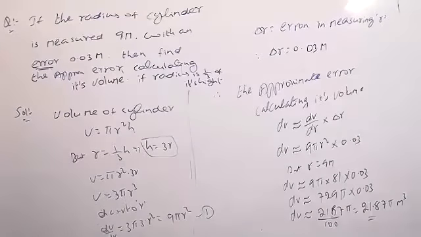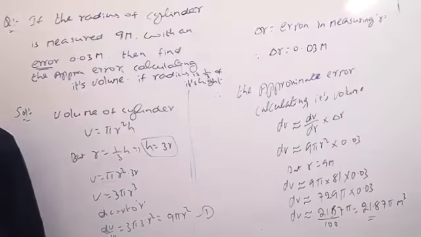The radius of a cylinder is measured as 9 meters with an error of 0.03 meter. Then find the approximate error in calculating its volume, if the radius is 1/3 of its height. So the answer we got is 21.87 pi meter cube.